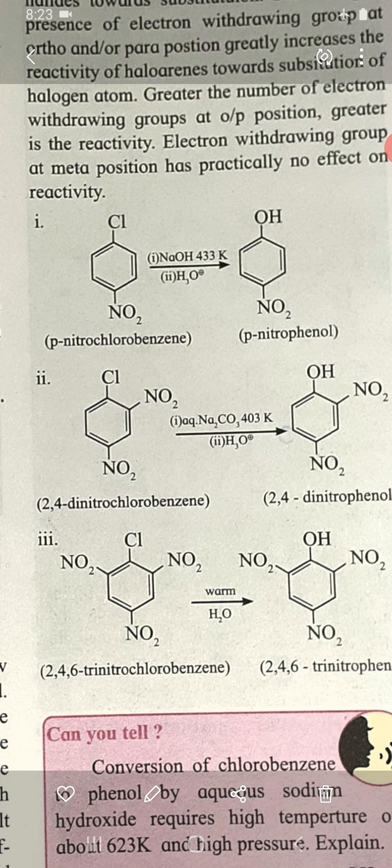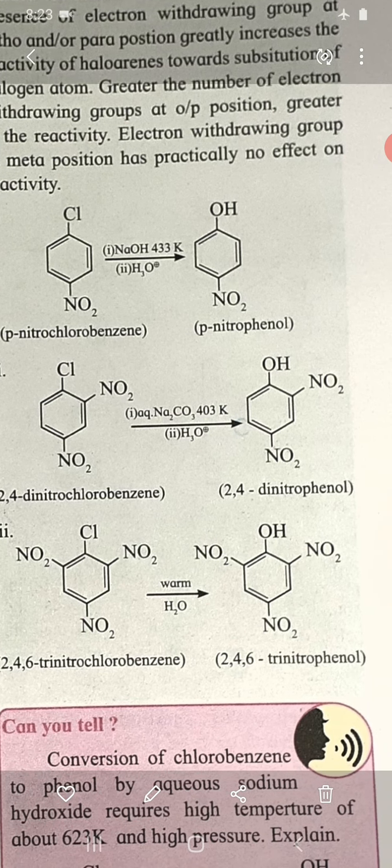So that is 2,4-dinitrochlorobenzene, when it is treated with an aqueous solution of sodium carbonate at about 403 Kelvin. The temperature is lower than in the first reaction. In the first reaction the temperature required is 433 Kelvin, but in the second reaction the temperature required is 403 Kelvin. It is lower than 433 Kelvin. And after acid hydrolysis, it produces 2,4-dinitrophenol.